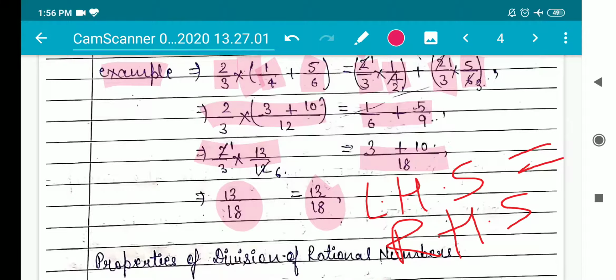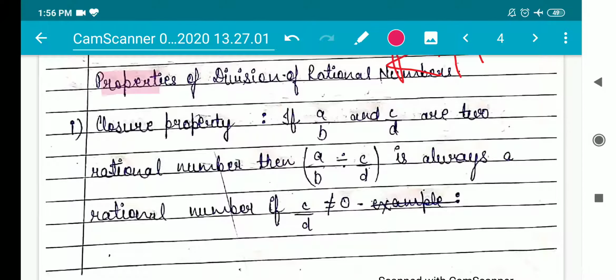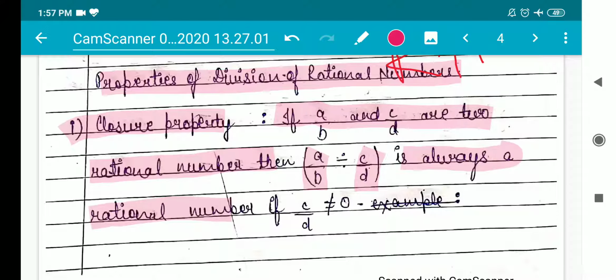And now we will talk about properties of division of rational numbers. The first property of division of rational numbers is the closure property. If a/b and c/d are two rational numbers, then a/b ÷ c/d is always a rational number, if c/d is not equal to 0. This property says that if we divide any two rational numbers, the result will also be a rational number. c/d can be anything but it should not be equal to 0.